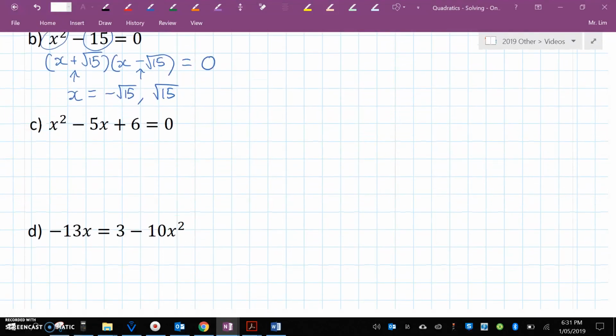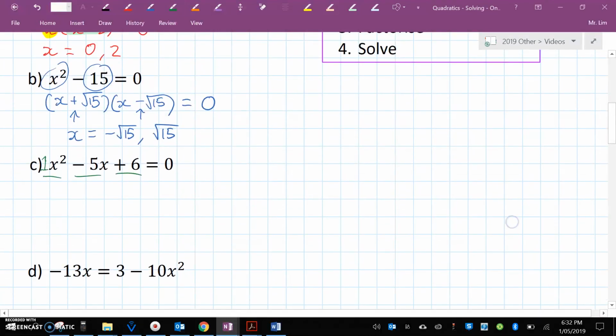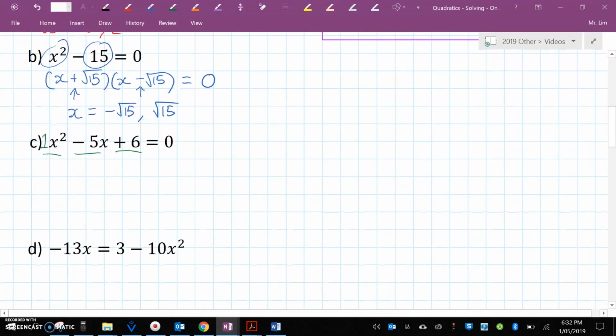Okay, question C. There are three terms, which means it is a trinomial. It is monic because the number in front of x squared is 1. The coefficient of x squared is 1. So we ask ourselves, is x squared positive? Yes, it is. Is everything equal to 0? Yes. Is it factorized? No, so we need to factorize it.